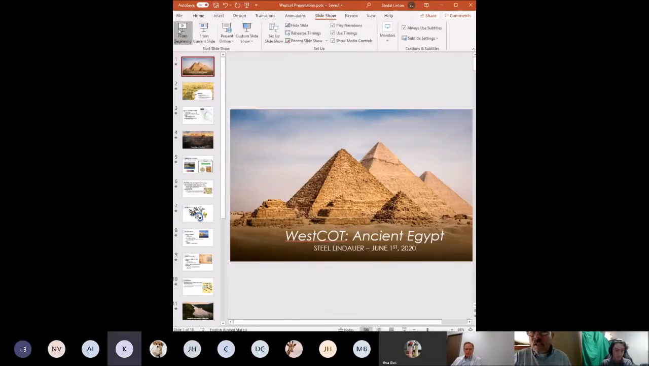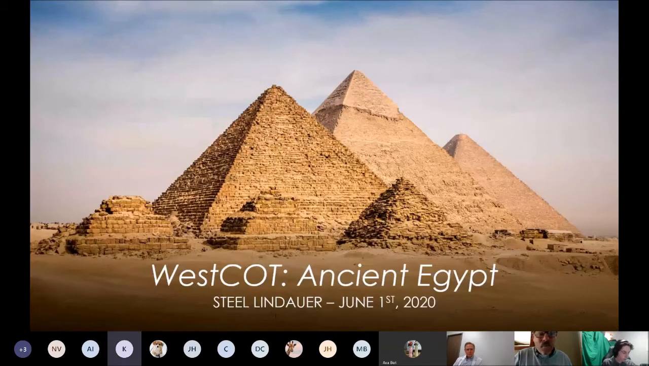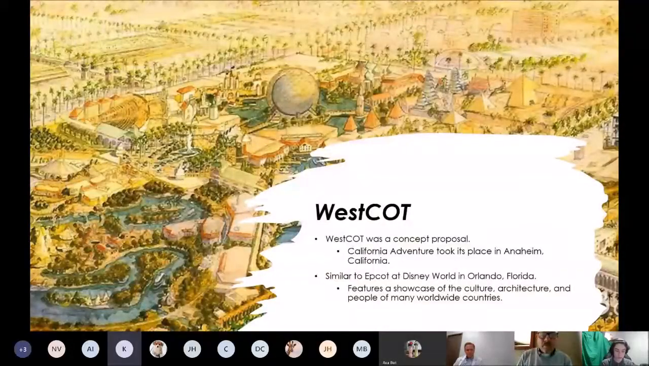Let me get this going. All right, so once again, my project was on Westcott and ancient Egypt. What is Westcott? Well, Westcott is a proposal similar to Epcot in Orlando, Florida. It was replaced by California Adventure in Anaheim, California, but like Epcot, it showcased people, architecture, and culture of countries all around the world in a showcase.